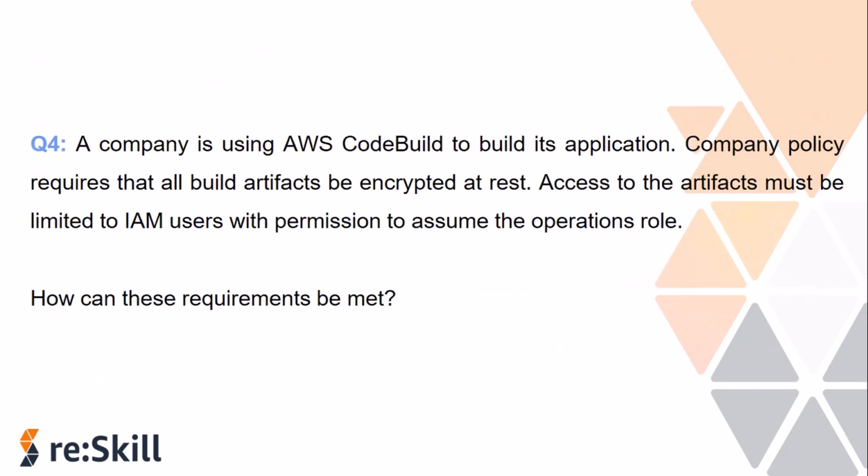So another question we have here. A company is using AWS CodeBuild to build its application, and the company policy requires that all build artifacts be encrypted at rest. Access to the artifacts must be limited to IAM users with the permission to assume the operations role. Let's see how we can meet these requirements. So the main thing here we have to take care of is that artifacts should be encrypted at rest. That is the main thing here.